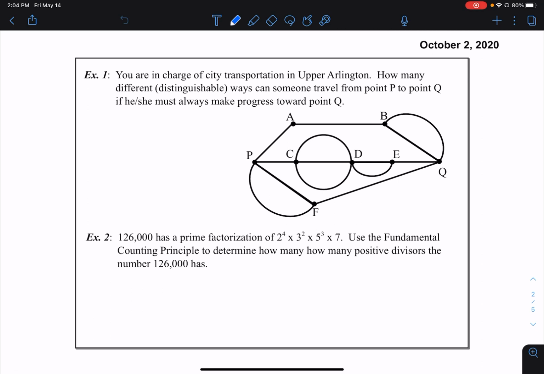Today we're going to be working on fundamental counting principle. We have a problem here that says, you're in charge of city transportation in Upper Arlington. How many different distinguishable ways can someone travel from point P to point Q if he or she must always make progress towards point Q?